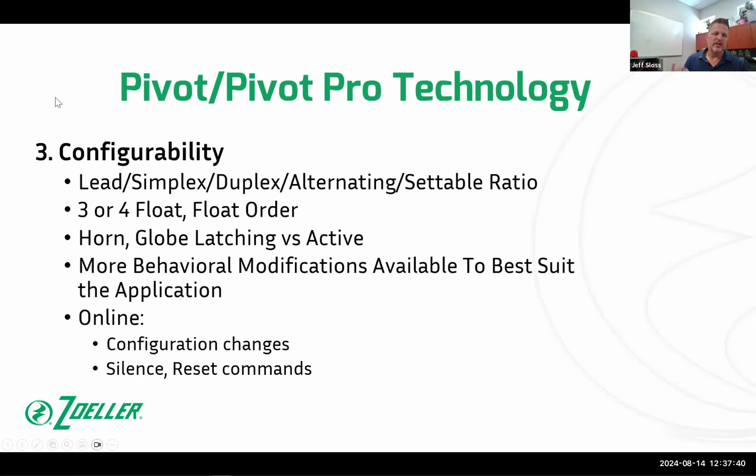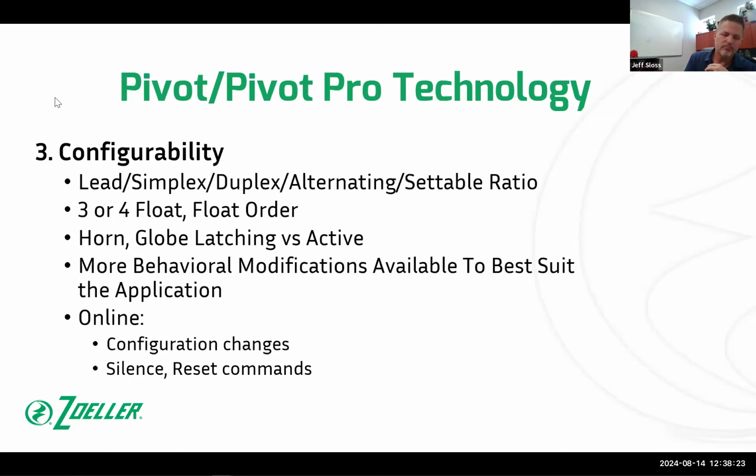Other configurability, you can make it a 3 or 4 float system. You can do the float order right from the menu if you have to change float order. The horn and the globe, you can choose between latching and active. Latching meaning it'll persist until somebody acknowledges it. Active meaning it's active while the condition is there, and it goes away if the condition goes away. A good example of that is my overload. My overload trips and I walk up to it and reset the overload, the alarm goes away because the condition went away.